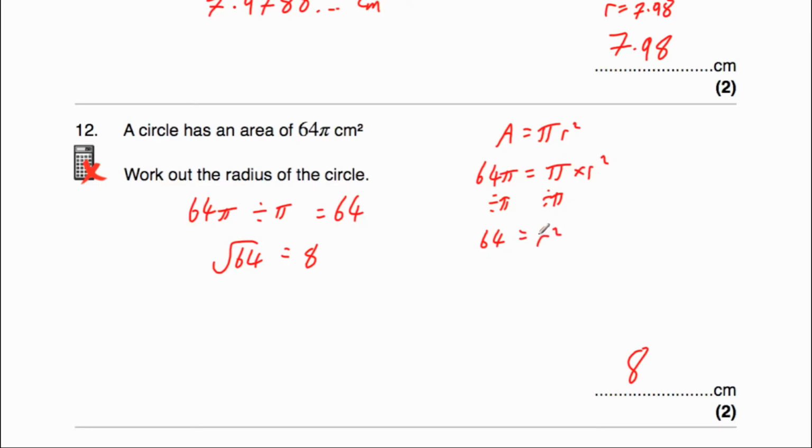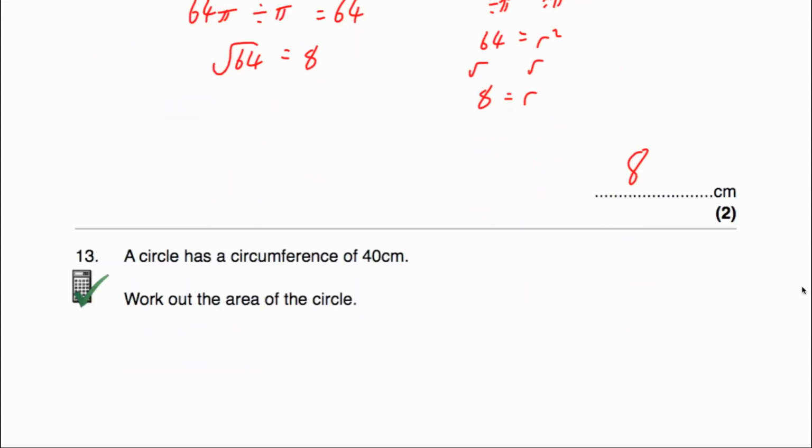And then finally, we want to find out what r is. It's squared. We don't need to worry about negative numbers, so we can just square root both sides of this equation, and then the square root of 64 is 8, and the square root of r squared, well, we're square rooting to get rid of the squared, so we're just left with r. So r equals 8. So that's another way you can approach that question. That's it. So question number 13.